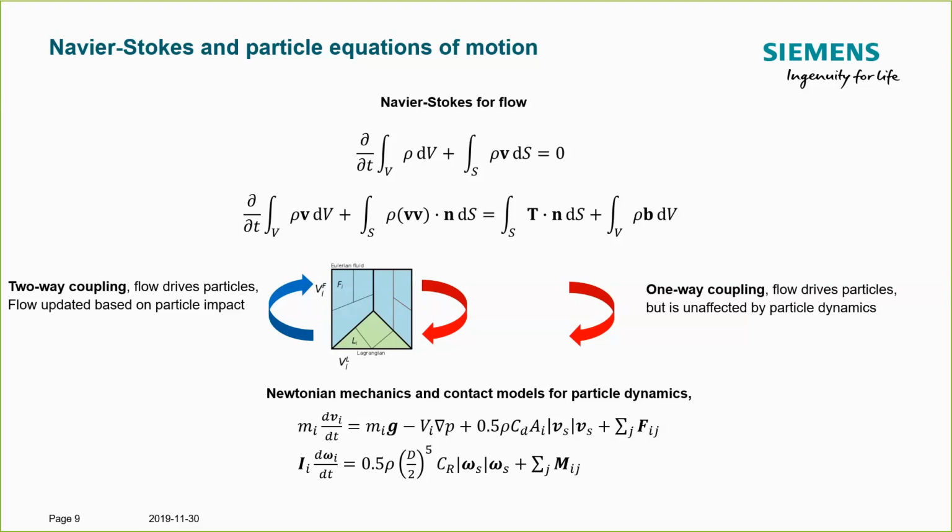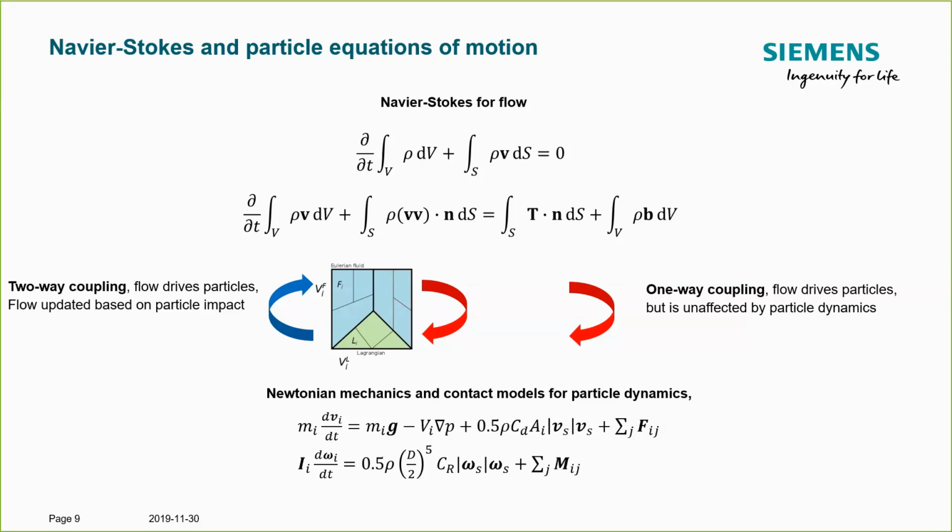In turn, one-way coupling will be based on driving the particles, but it will be unaffected by the motions the particles are actually exhibiting. And in certain situations, this can be an expedient and viable assumption that can save a lot of computational time. So, one-way coupling versus two-way coupling.